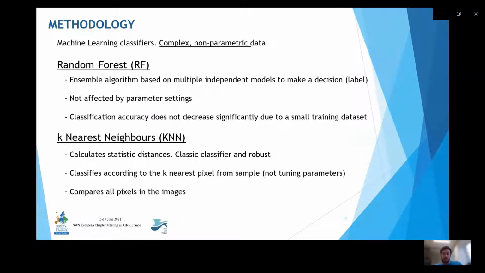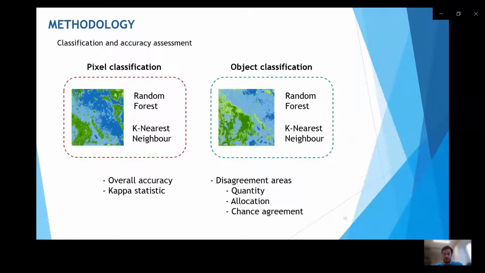Although there is not a better algorithm than another in remote sensing, these are widely used for environmental purposes. Here, we apply random forest and KNN to object and pixel classification. The overall accuracy score and kappa statistic were used to assess the classification. For map comparisons, we calculated the disagreement areas.